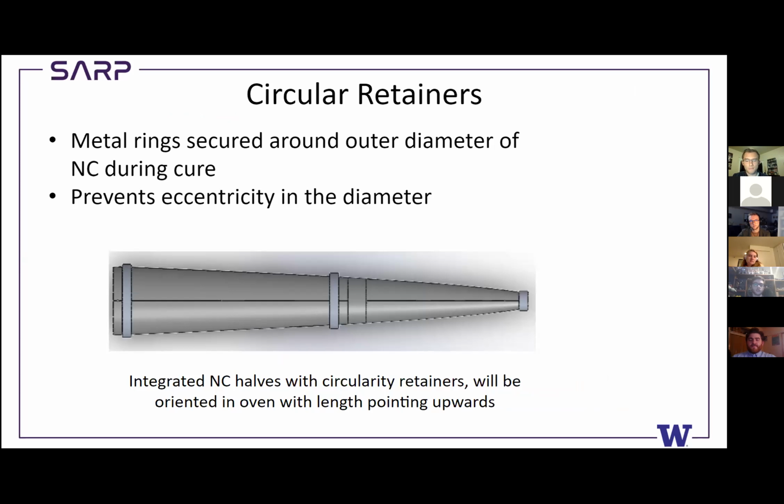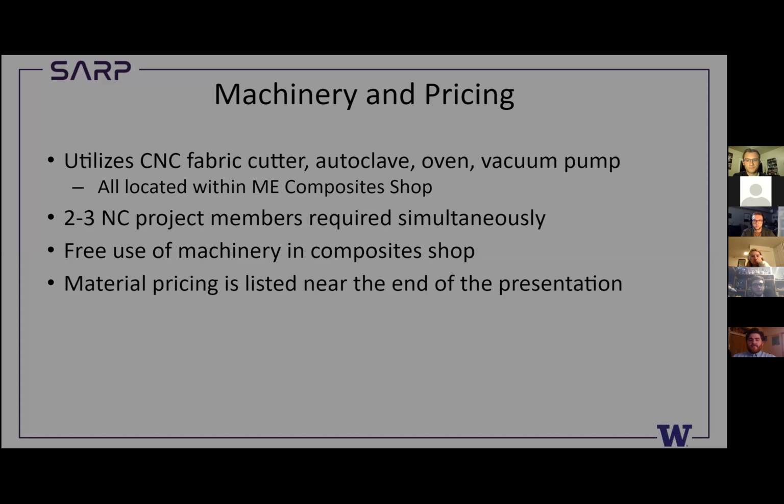So these are the circular retainers that I mentioned earlier. You have one on the base, in the middle, and then the tip of the nose cone. They're basically metal rings that go around the outside of the cone. This happens during the curing process, and it prevents any eccentricity in the diameter, which just means that we're trying to keep it circular and keep it from warping during the process. All right, next slide, please.